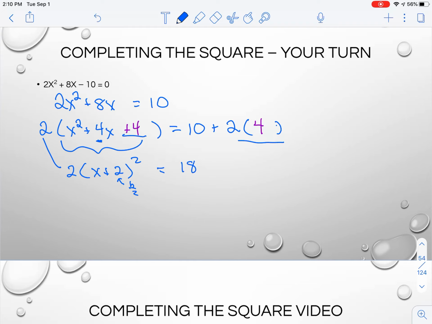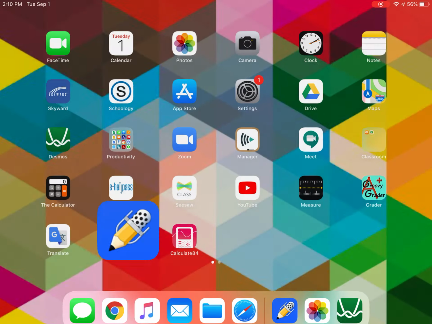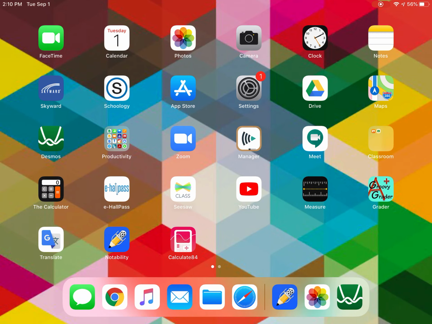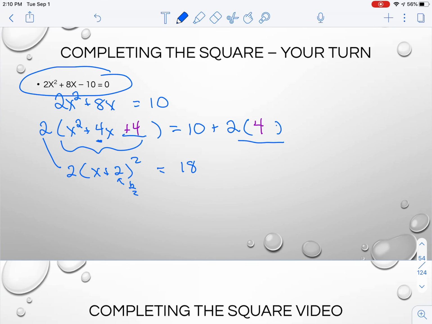Okay. So before you move on, confirm your original line up here, subtract 18 and type that in, Desmos. Okay, I have it here. There's my original. There's my new one, goes right over top of it. Beautiful. All right, I know I'm right. I'm feeling good about it. Go back here and finish solving this.